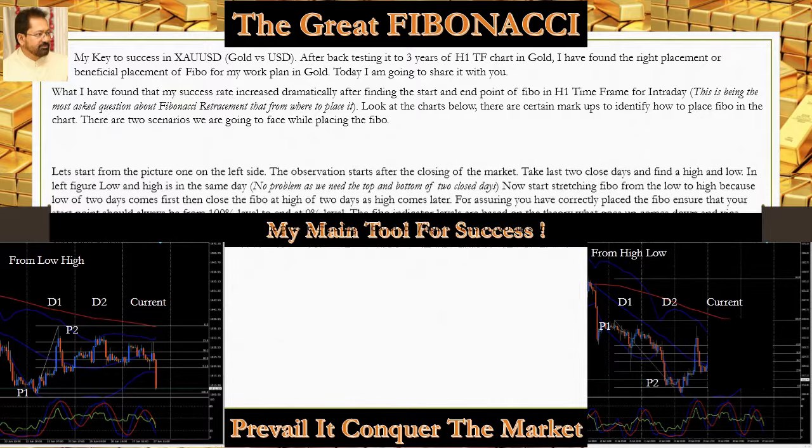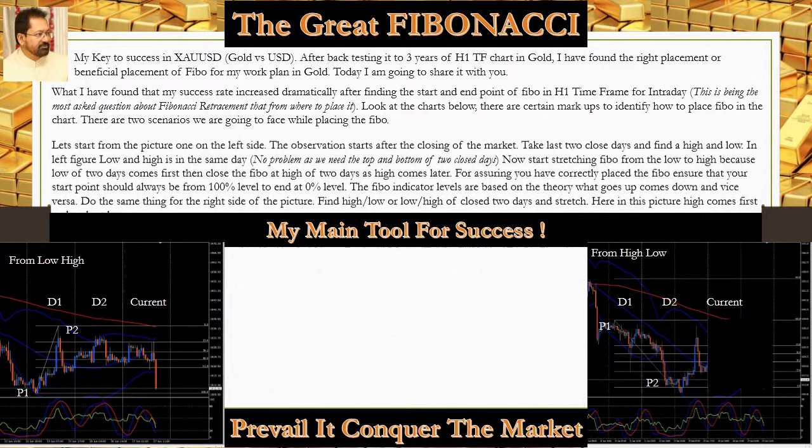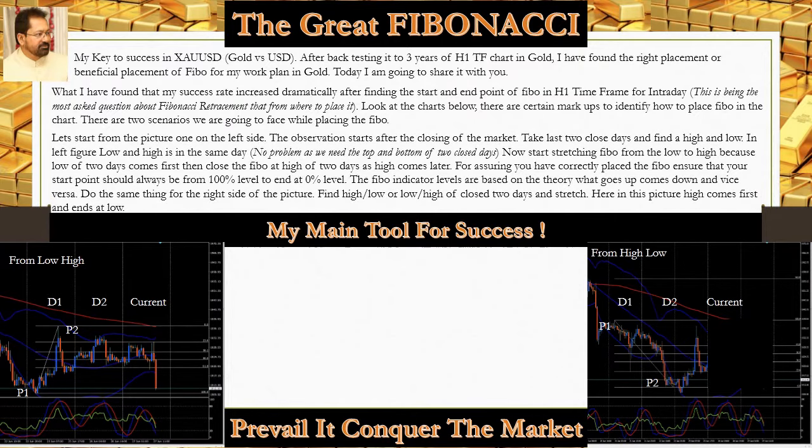Let's start from picture one on the left side, which you can see at the bottom of the page. The observation starts after the closing of the market. Take the last two closing days and find a high and low in them. In the left figure, the low and high are in the same day, no problem, as we need the top and bottom of two close days. Start stretching Fibo from the low to the high, because the low of the 2 days comes first, then close the Fibo at the high of the 2 days as the high comes later.